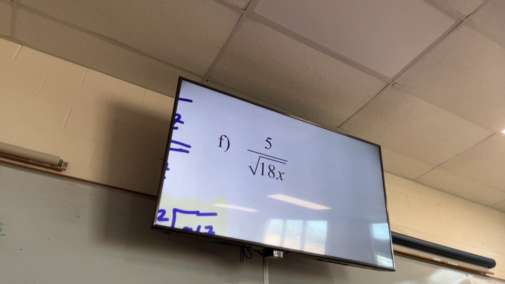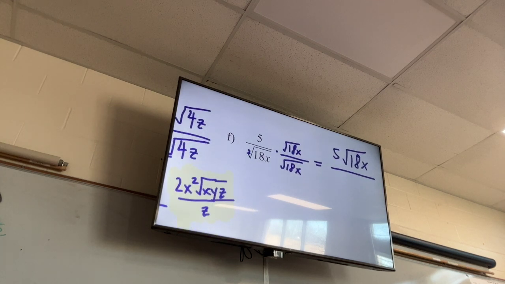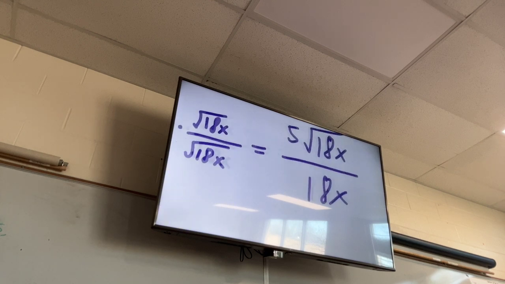Okay, can't have a square root in the bottom, right? So I'm going to do what here? I'm going to multiply it by root 18x over root 18x. Since it's a second root, I want there to be 2 root x's in the bottom, okay? So the top becomes 5 root 18x. The bottom becomes 18x. Can I simplify anything?